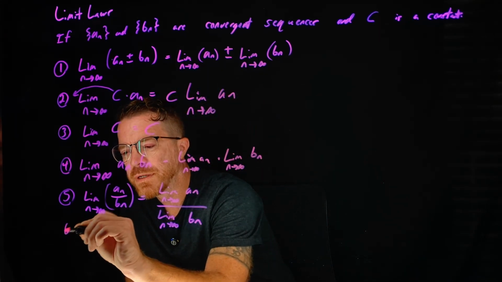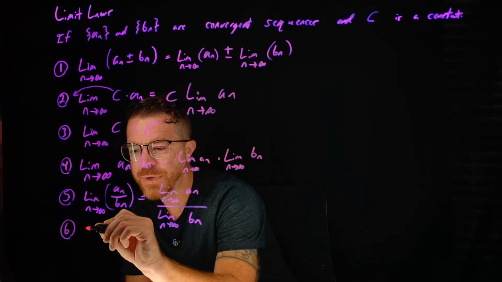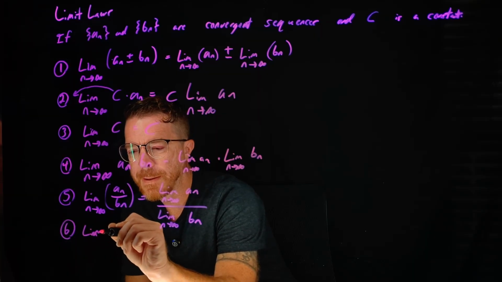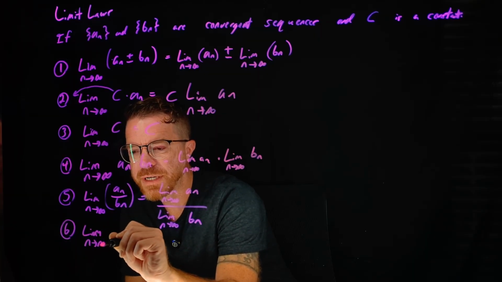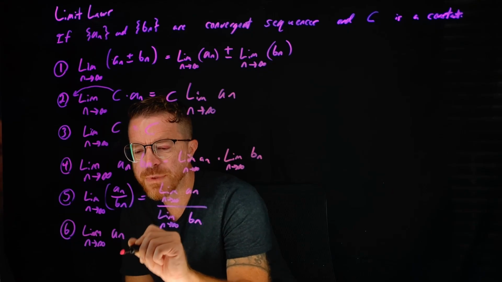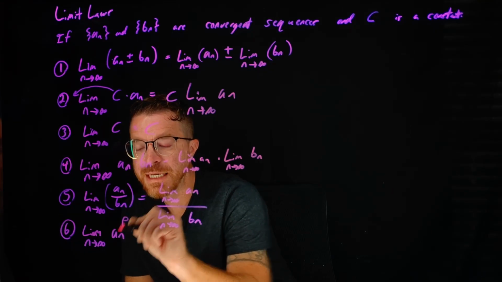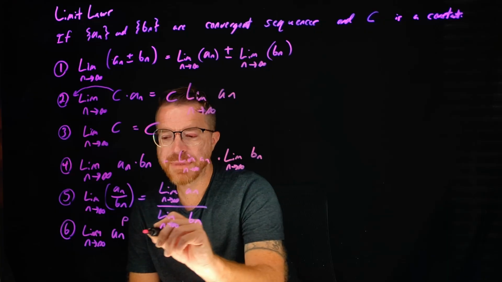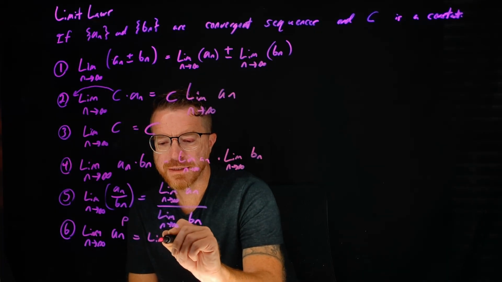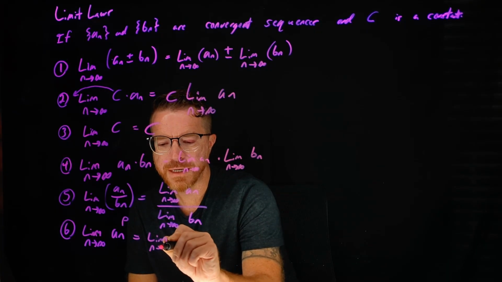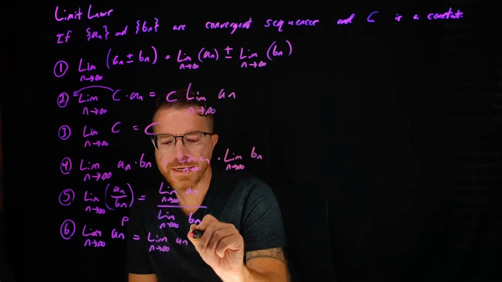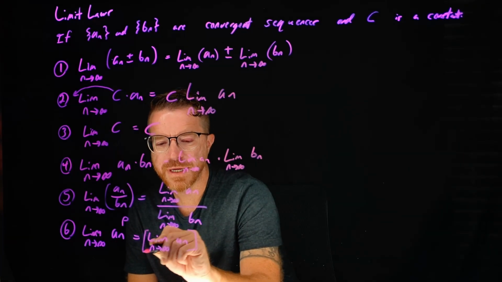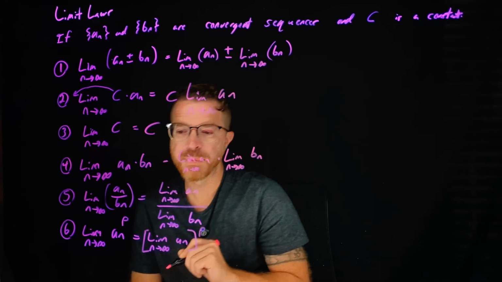Next rule we have, number 6, is that if we have the limit as n approaches infinity of our sequence an to the p power, this is the same thing as taking the limit as n approaches infinity of an, the entire thing to the p power.